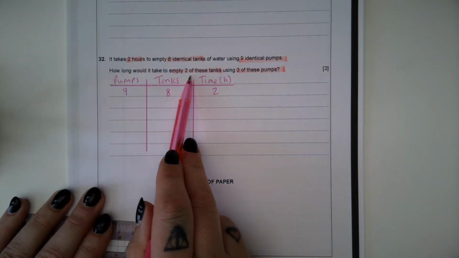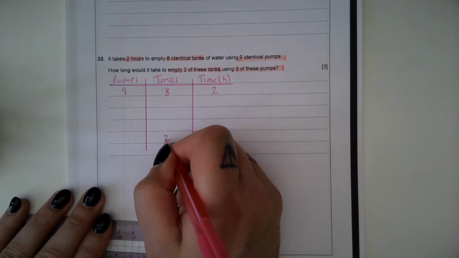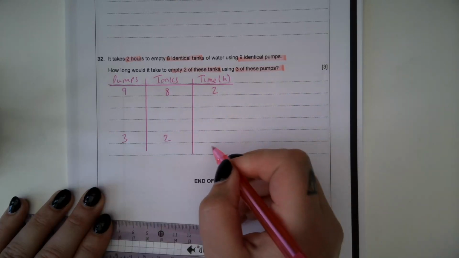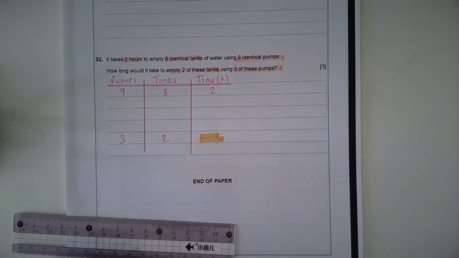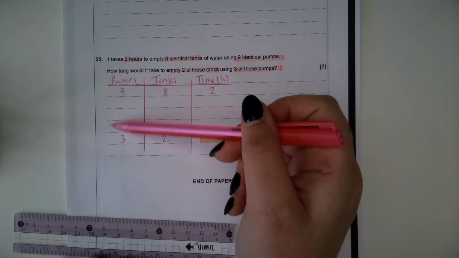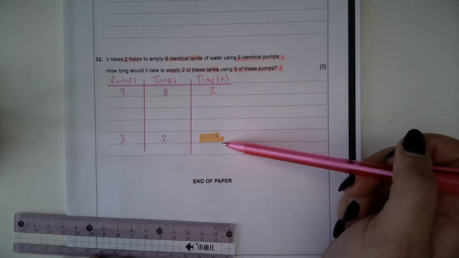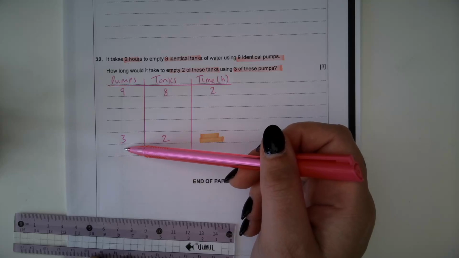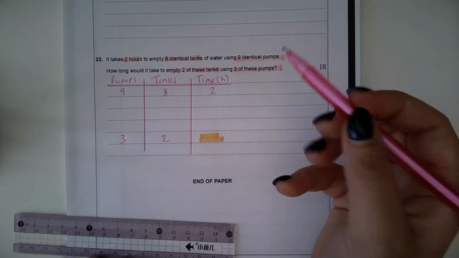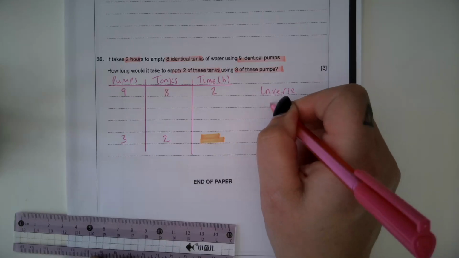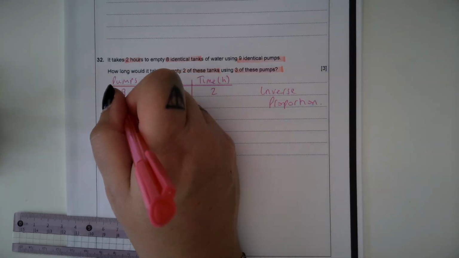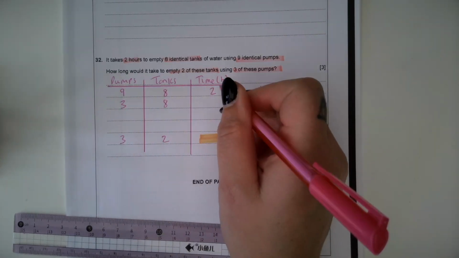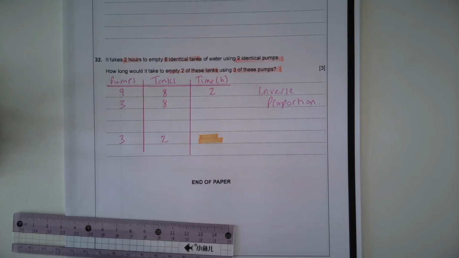We want to know how long it's going to take to empty 2 tanks with 3 of these pumps. So we're aiming for this time here. Now, what's happening here is the number of pumps is decreasing, but the time is going to increase because if there's less pumps emptying those tanks, it's going to take longer. So we're dealing with inverse proportion here. So first I'm going to find out how long it would take 3 pumps to do those 8 tanks. So I've got a comparison.